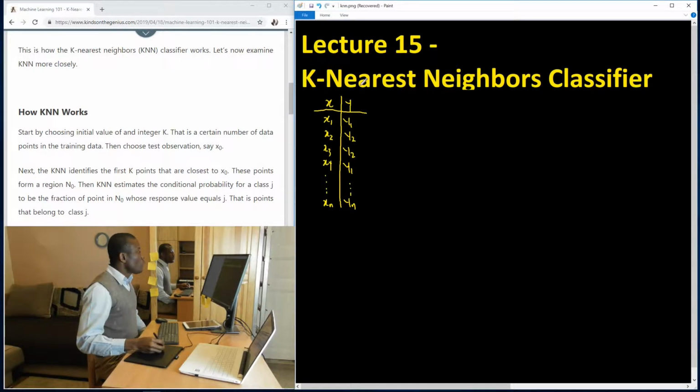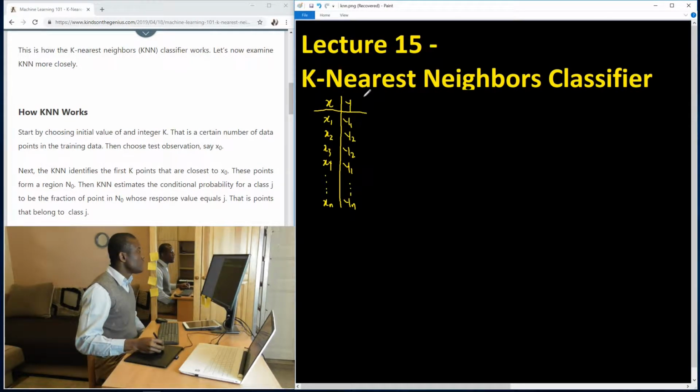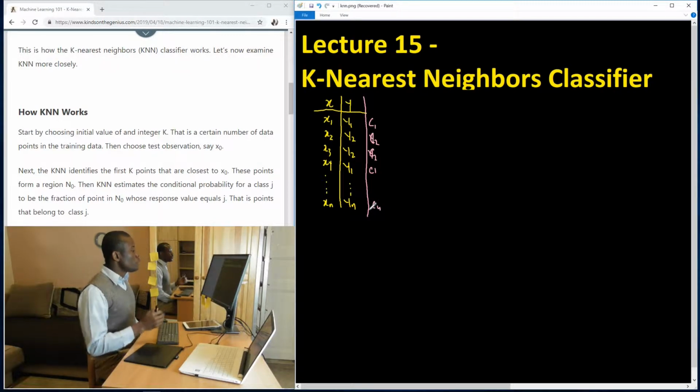So what we can do, we can add another line, let me use another color. Let's say we have another line here such that Y1 belongs to class 1, Y2 belongs to class 2, Y2 belongs to class 2 as well. Sorry, this is C2, C2, C1, Cn. So the Y values represent the classes. Here we have just 2 classes, Y1 and Y2, or C1 and C2.